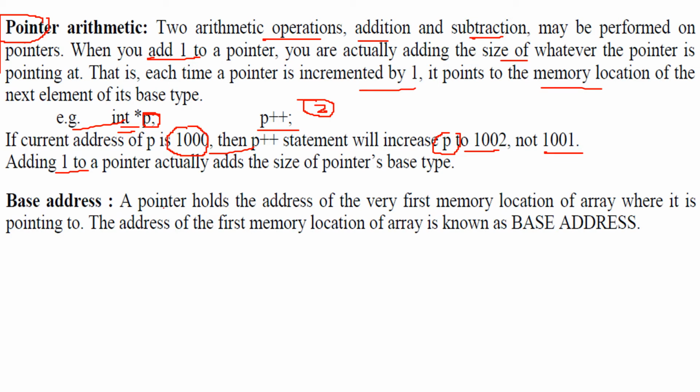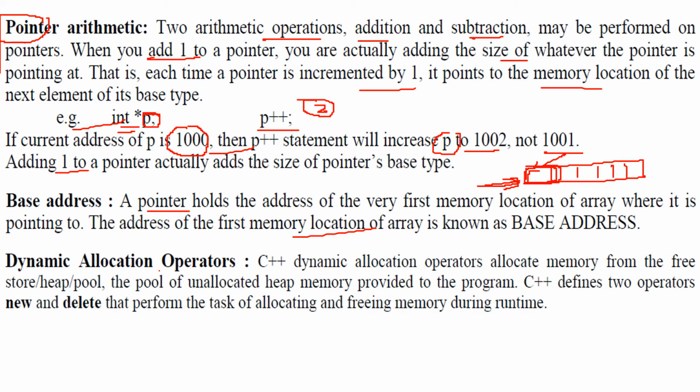Always understand that the pointer holds the address of the very first memory location of the array it is pointing to. So if we have an array, the elements can have different sizes. This is the first element of the array. The base address is actually a pointer. The pointer is holding the address of this element, so the address of the first memory location of the array is known as the base address.